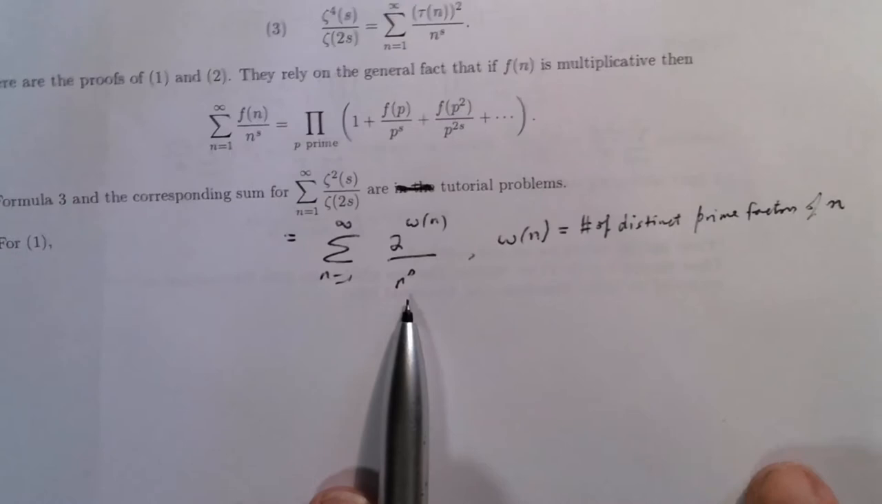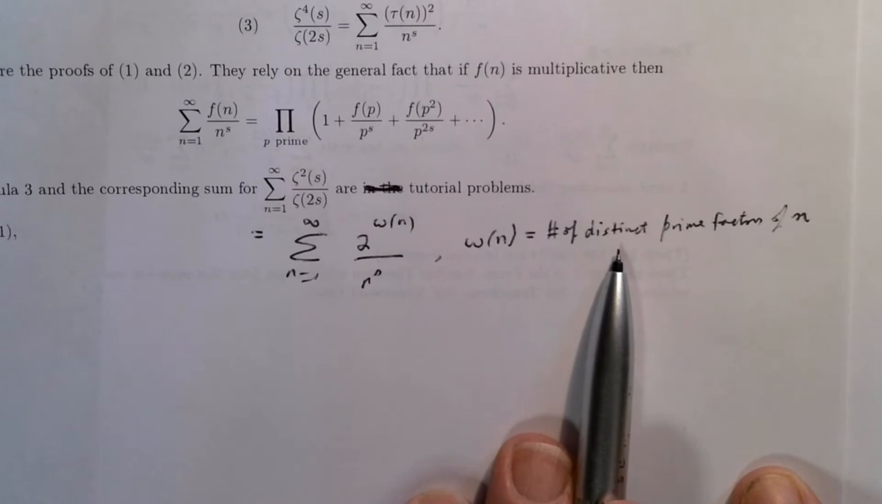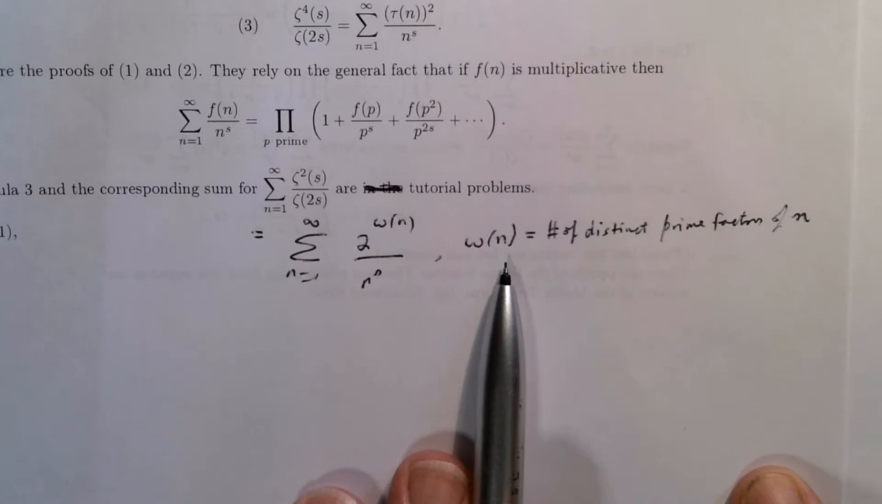It introduces this new function, little omega of n. Little omega of n is the number of distinct prime factors of n. So, for example, omega of 12 is 2, because the only prime factors of 12 are 2 and 3.